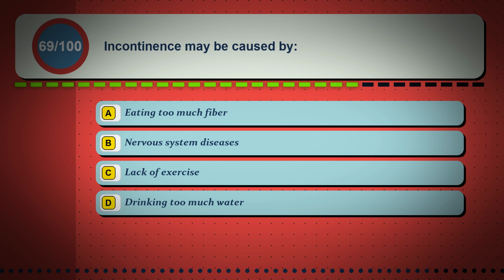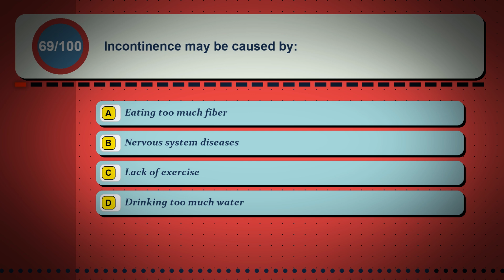Question 69. Incontinence may be caused by: Option A, eating too much fiber. Option B, nervous system diseases. Option C, lack of exercise. Option D, drinking too much water.